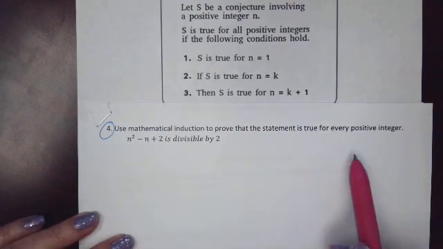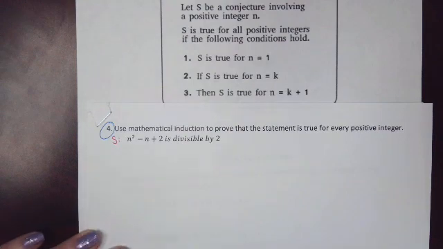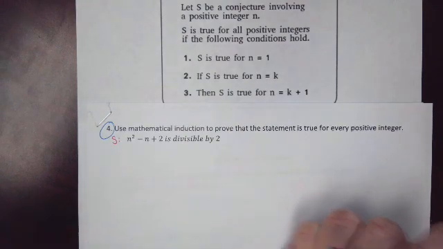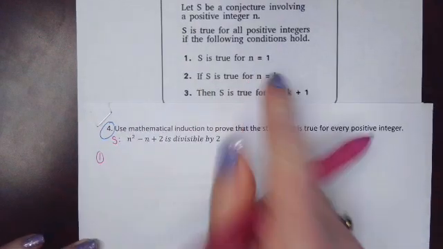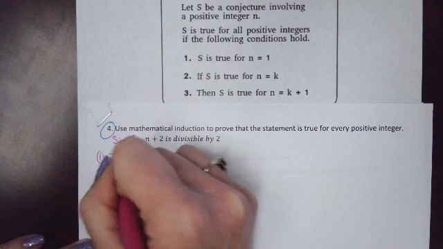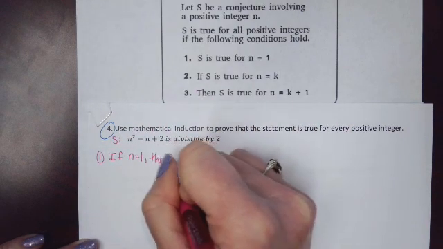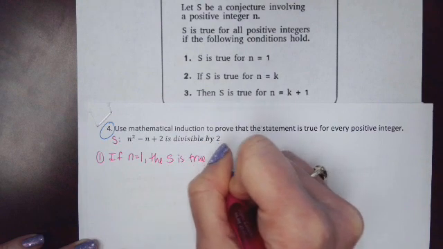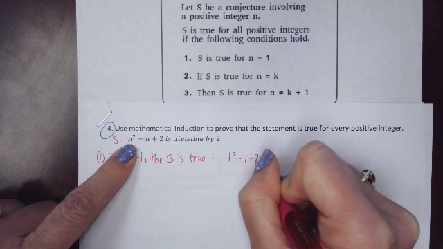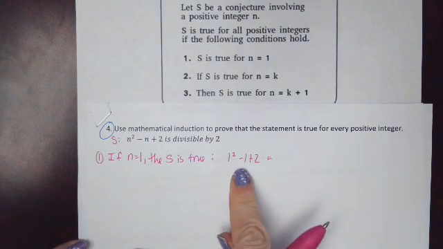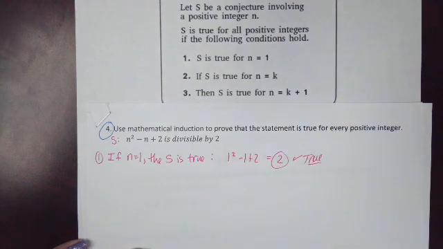Okay, so we've been given our statement S. N squared minus n plus 2 is divisible by 2. We are going to start with that first step. If n equals 1, then S is true. And we show that by plugging in 1. So 1 squared minus 1 plus 2. 1 minus 1 is 0, plus 2 is 2. So that's true if n is 1.